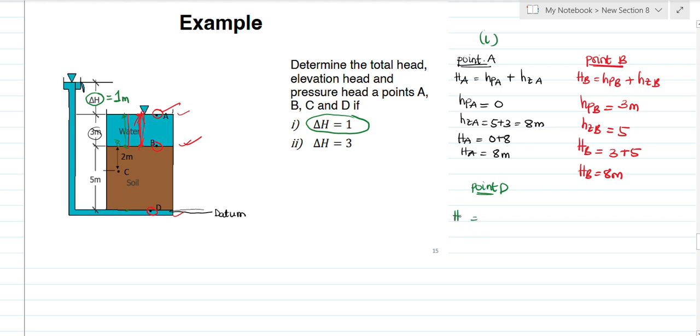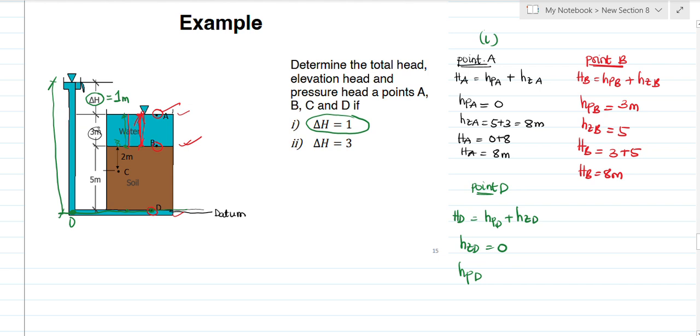At point D, the total head is equal to the pressure head at D plus the elevation head at D. In this case, D is on the datum, so the elevation head at D is 0. The pressure head at D, we can trace it here. This is the pressure head at D, because this D is the same D here. We don't use this one, we use this side. So that is the pressure head at D.